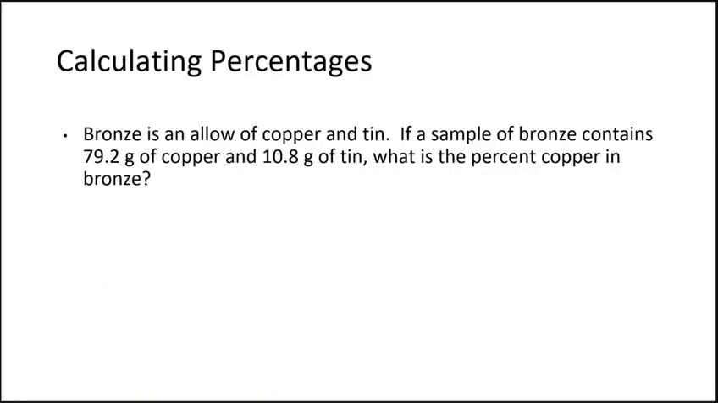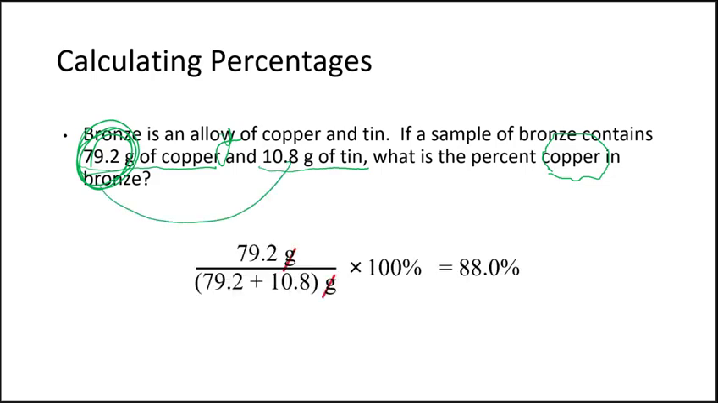How about this? Bronze is an alloy of copper and tin. If a sample of bronze contains 79.2 grams of copper and 10.8 grams of tin, what is the percent copper in bronze? So I want to know the copper part. So I'm going to say my part of copper, that's my part, over the whole. So then I need to add these two together. So this is my copper over the whole copper and tin, times 100, and we should get 88.0%.